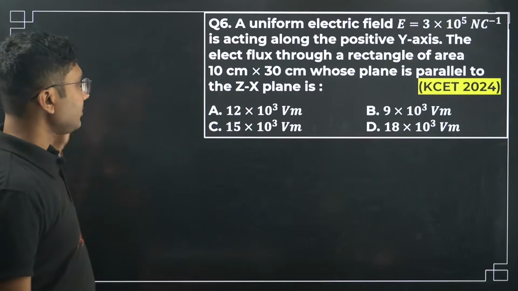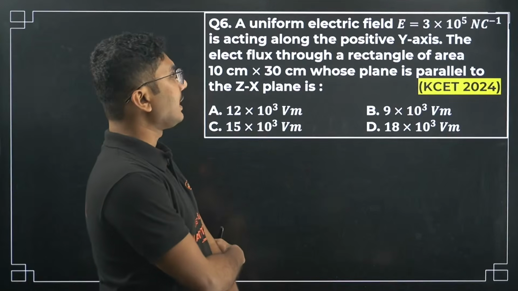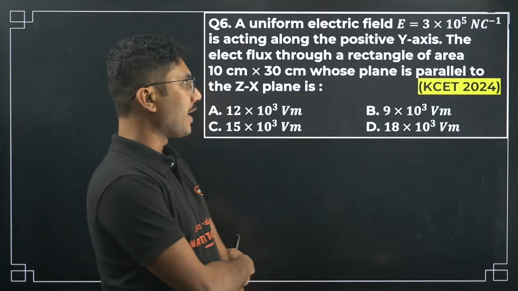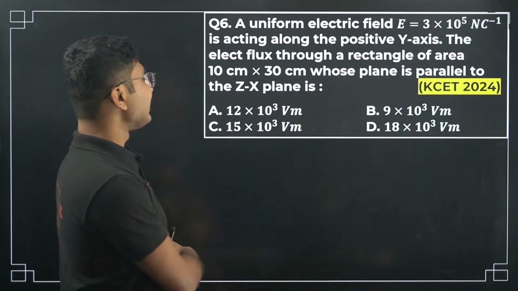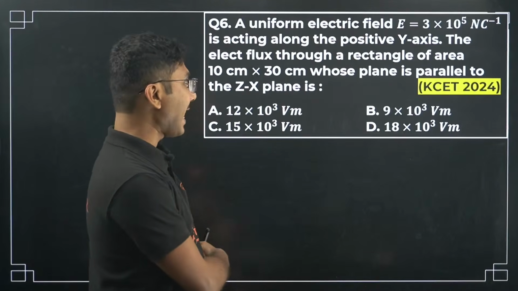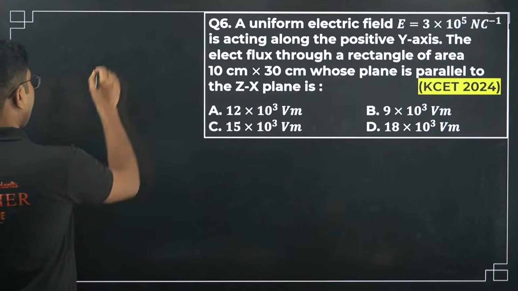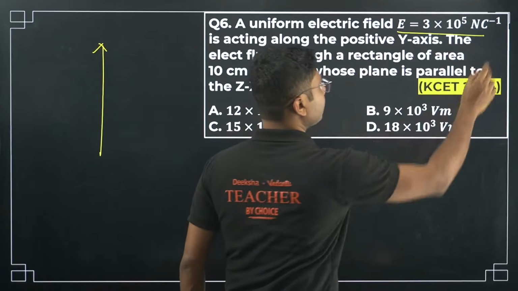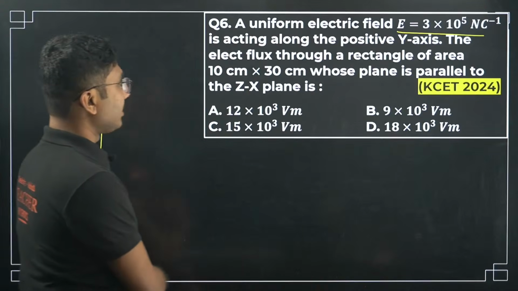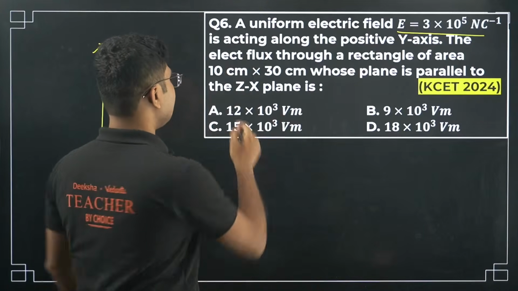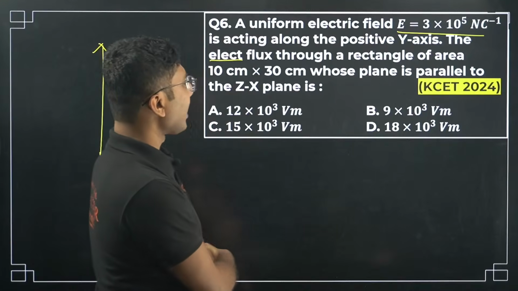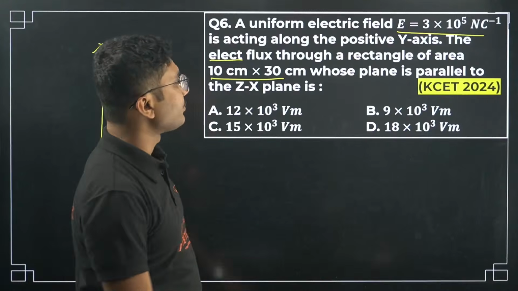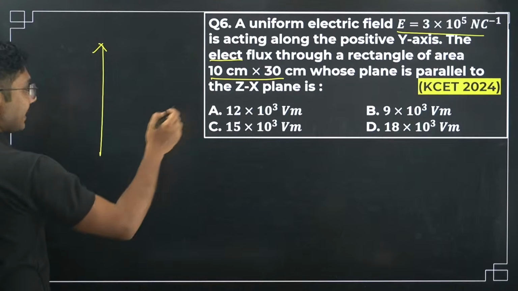Gauss's law. Next question. A uniform electric field E equal to 3 into 10 to the power of 5 Newton per Coulomb is acting along the positive y-axis. Suppose we have the y-axis, and the electric field is given with this value. What is the electric flux through a rectangle of area 10 centimeter into 30 centimeter whose plane is parallel to the zx plane?